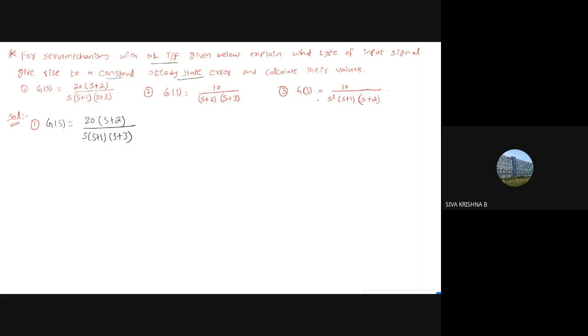2. Very good. So coming to this first question, G of s is 20 into s plus 2 by s into s plus 1 into s plus 3. Now let us assume the given feedback H of s is unity feedback system.